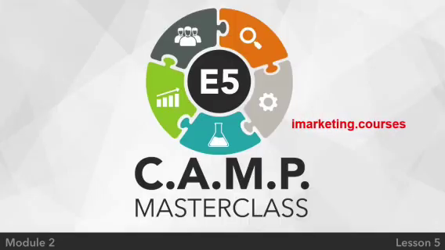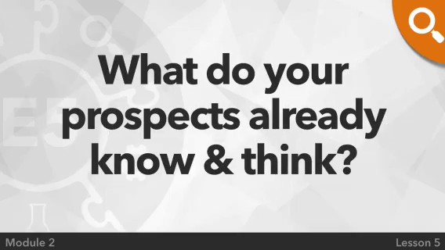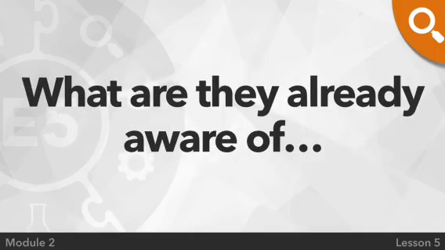In this lesson, we're going to talk about conducting the prospect awareness pyramid analysis. Now, this is also one of the most critical aspects of the examination stage, because what this analysis tells us is what your prospects already know and think. Meaning, what are they already aware of as it relates to the problem that your particular product or service solves? What are they already aware of as it relates to the different solutions out there? What are they already aware of as it relates to the benefits of one solution over another solution? What are they already aware of as it relates to you, your product or service, your offer?